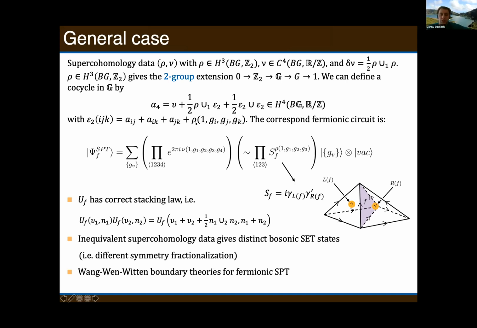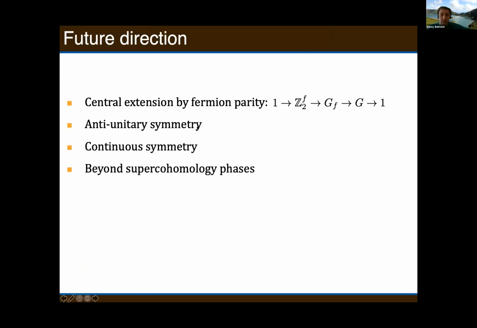Sorry, just to make sure I've understood what you said: if you input different supercohomology classes, you might be getting the same two group with the construction you have right now? Yes. Okay, I see. Thanks.